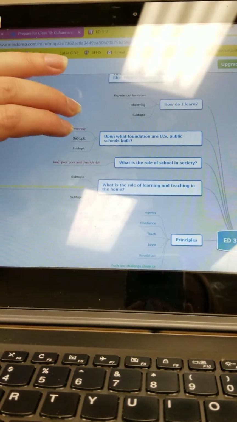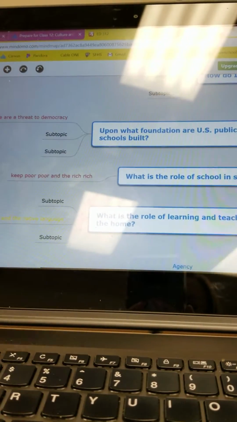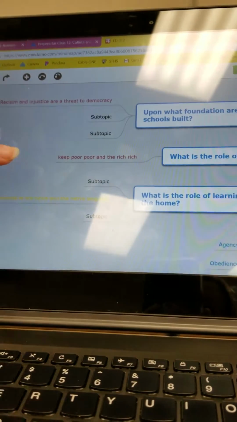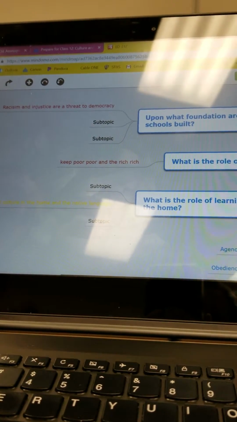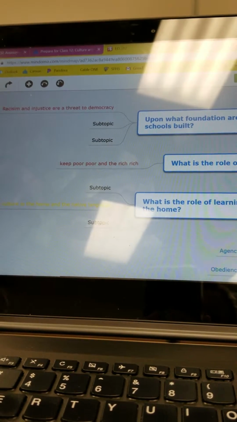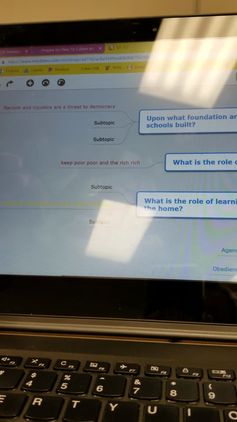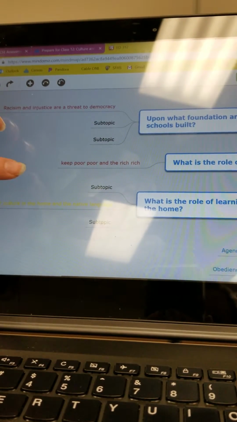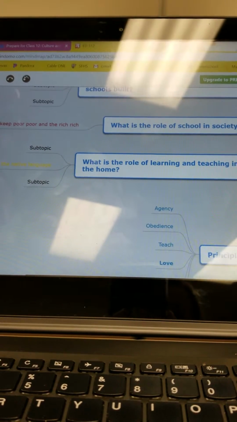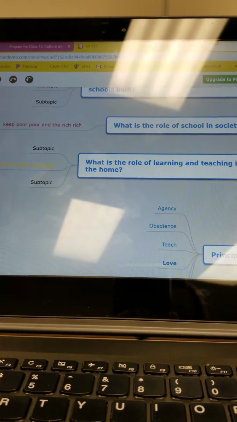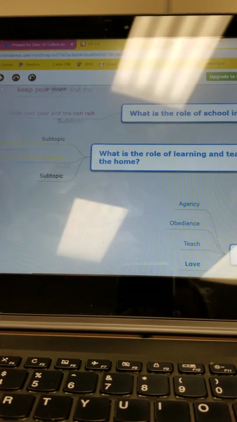If we come over here, how do I learn? I like hands-on experience. Upon what foundation are U.S. public schools built? So far I have just that racism and injustice are a threat to democracy. I need to add more on that one. What is the role of school in society? Right now, again, I just have that you keep the poor poor and keep the rich richer.